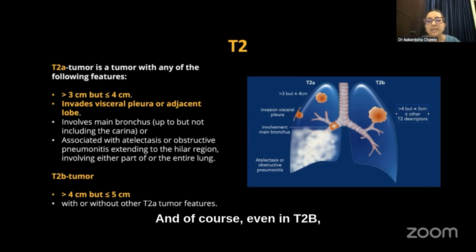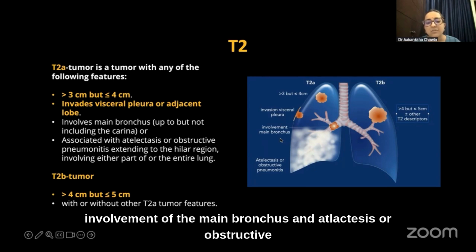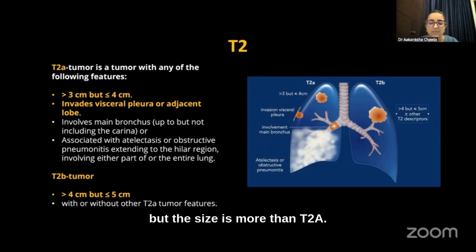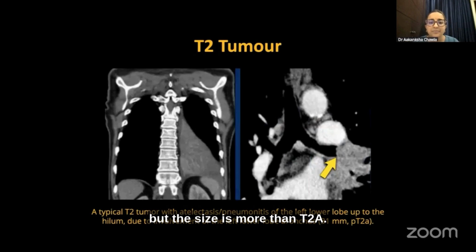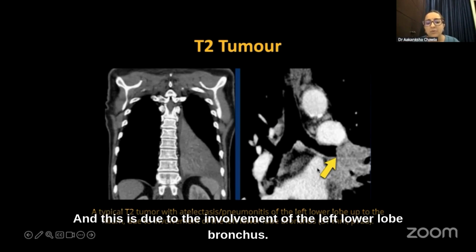And of course, even in T2B, you can have the other descriptors, like I said, pleural invasion, involvement of the main bronchus, and atelectasis or obstructive pneumonitis. So this can be even in T2B as well, but the size is more than T2A. So this is a T2 tumor. You can see that there is atelectasis and pneumonitis of the left lower lobe. And this is basically up to the hilum, and this is due to the involvement of the left lower lobe bronchus.